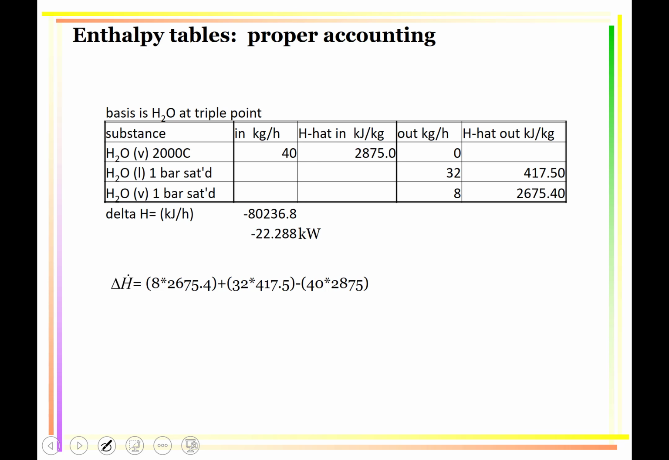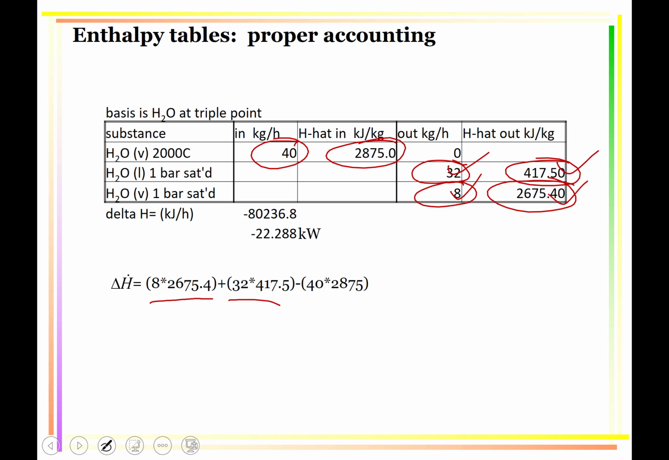So here we have the table completed based on the problem. We had this going in, and coming out we had 80% as a liquid and 20% as a vapor. And these are the enthalpy values that we would find on the steam tables. When we do the calculation, the sum of M dot out, H hat out is going to be this times this plus this times this. And then we subtract the inlet, this times this. From there we were able to calculate the delta H, and this is in kilojoules per hour. If we convert hours to seconds, then we have minus 22.3 kilowatts.